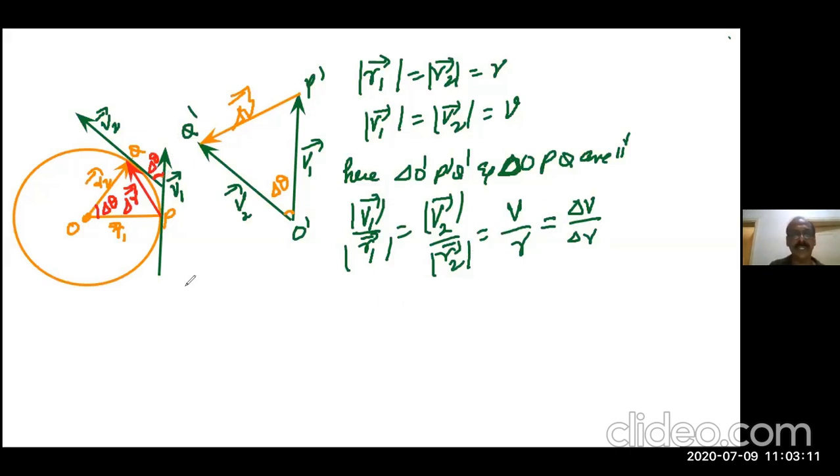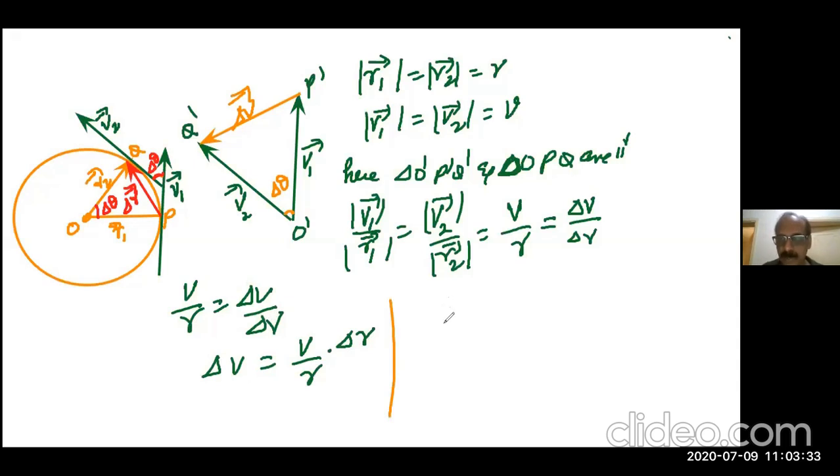Then we have the equation V by R is equal to delta V by delta R. We need delta V here, right? Delta V is equal to V by R into delta R.